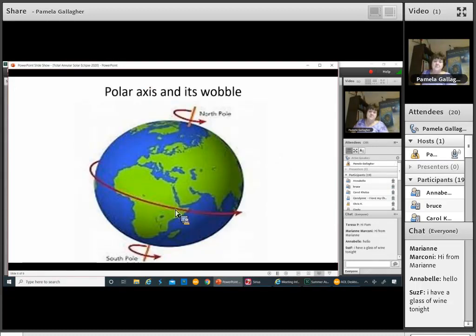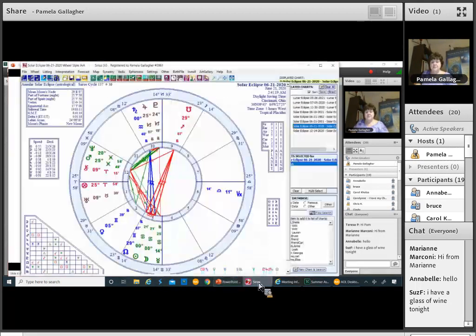So to have an eclipse that's catching this, to be sitting at 0 Cancer on the summer solstice, on the world point, is a big deal.